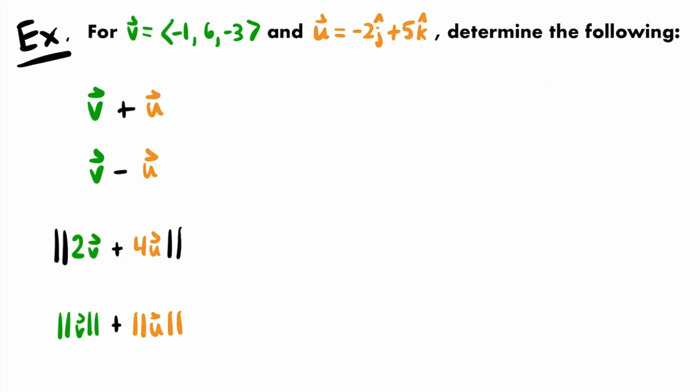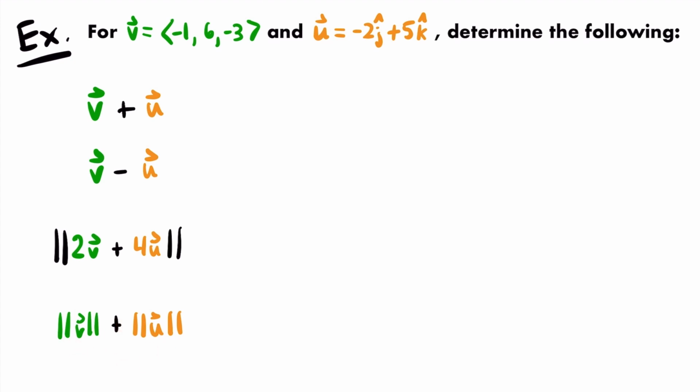All right, so next up we're going to perform some vector operations for vectors in 3D. We have two vectors, vector V and vector U, and for those vectors we want to determine the following. We have the addition of the vectors, the subtraction of the vectors, where we're subtracting u from v, and then we're going to find the magnitude of 2 times vector v plus 4 times vector u, and then we're going to add the magnitudes of v and u.